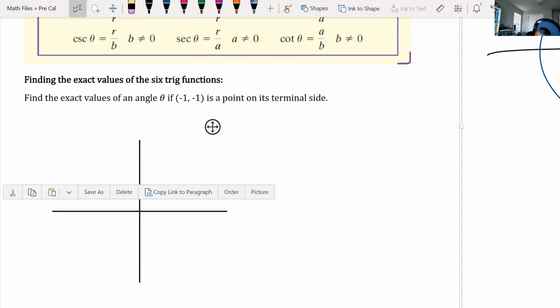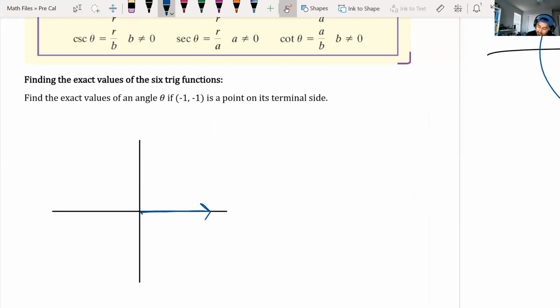So here, I'm going to draw my initial side. There's my initial side. And then down here, we know we're in quadrant 3. And this point will be my negative 1, negative 1, which means we can form our right triangle. Here would be my angle of theta, and the height is negative 1. The base is negative 1, which means if you have the height and the base, this is a right triangle. We use the Pythagorean theorem to find the hypotenuse.